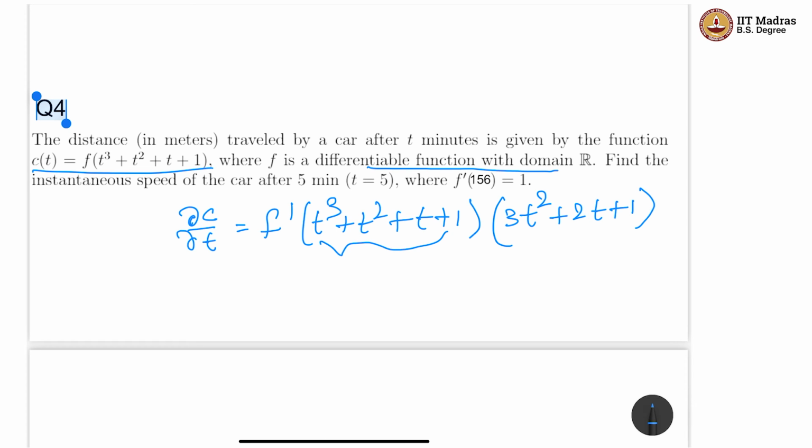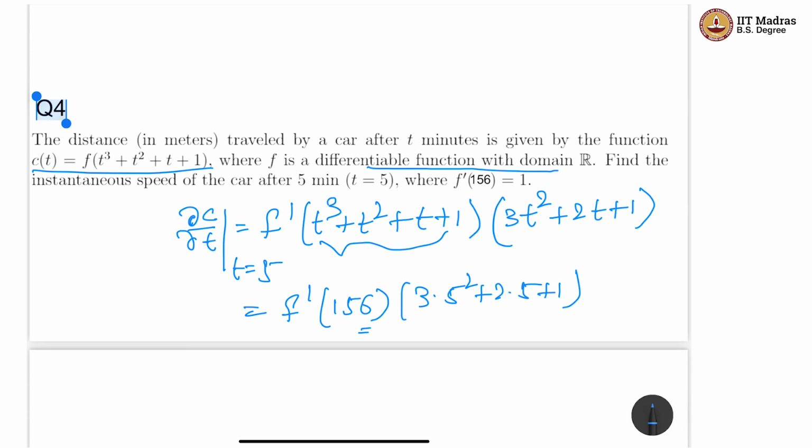So we have to now calculate at t equals 5. So this will be f dash of 156 times (3 into 5 square plus 2 into 5 plus 1). So this is given as 1, and this is 86, so the answer is 86.